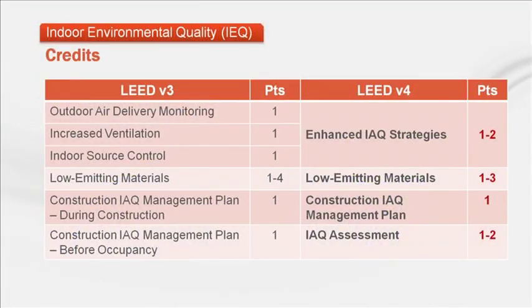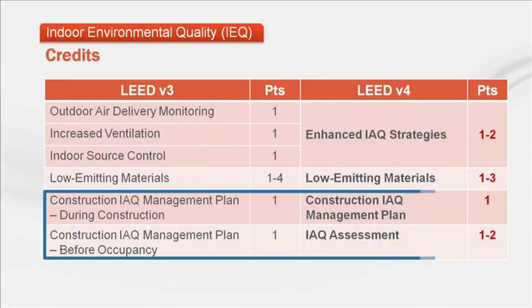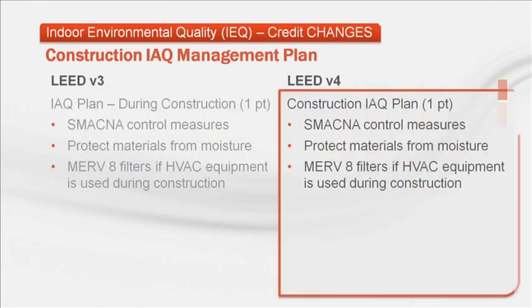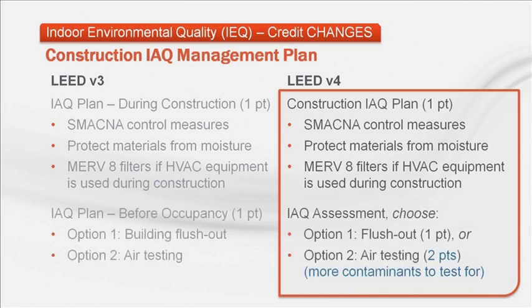Let's return to the list of EQ credits. For version 4, the old Construction IEQ Management Plan credit has been split into 2 parts, with the second part having been renamed IAQ Assessment. For the first part, the requirements during construction basically remain the same as in version 3. And as with the previous version, this credit can earn the project 1 point. The second credit, now named IEQ Assessment, still has 2 options for earning points.